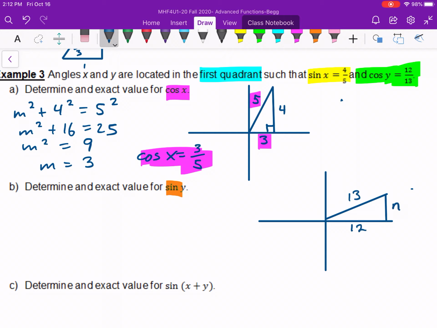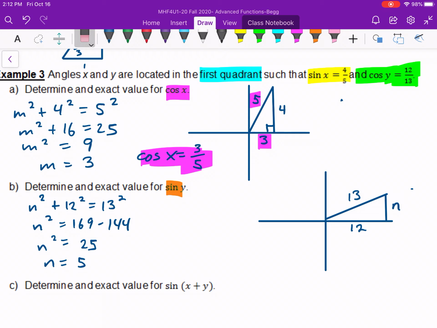Now I need to find out what the opposite side is. So let's call it n. Again, we can just use our Pythagorean theorem. So n squared plus 12 squared equals 13 squared. So n squared is going to equal 169 minus 144 once we expand them out. So that's going to equal 25. And when I take the square root, n equals 5. You may have known that one as well. So here's 5. And that means I can then get my value for sine y by doing opposite over hypotenuse, 5 over 13.